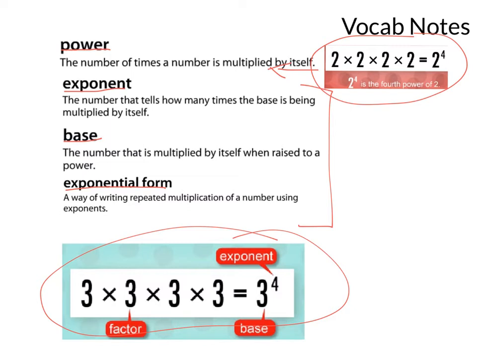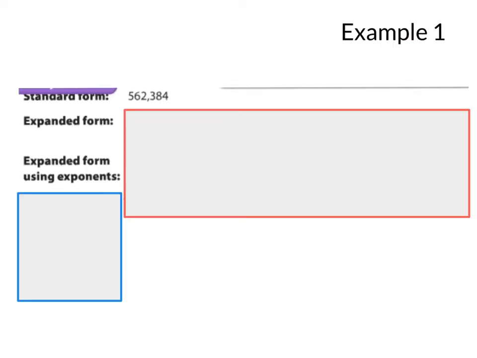All right, so here's our first example. I did an example without you writing notes, and you just finished your vocab, so nice job finishing that. And now we have example 1 written in the top right, and I know that I'm going to write this down. Okay, so first you're writing standard form, and that's just normal digits. And so I'm going to write 562,384. But I want to know, what is that written in expanded form? We did practice this last lesson, but we want to practice this more.